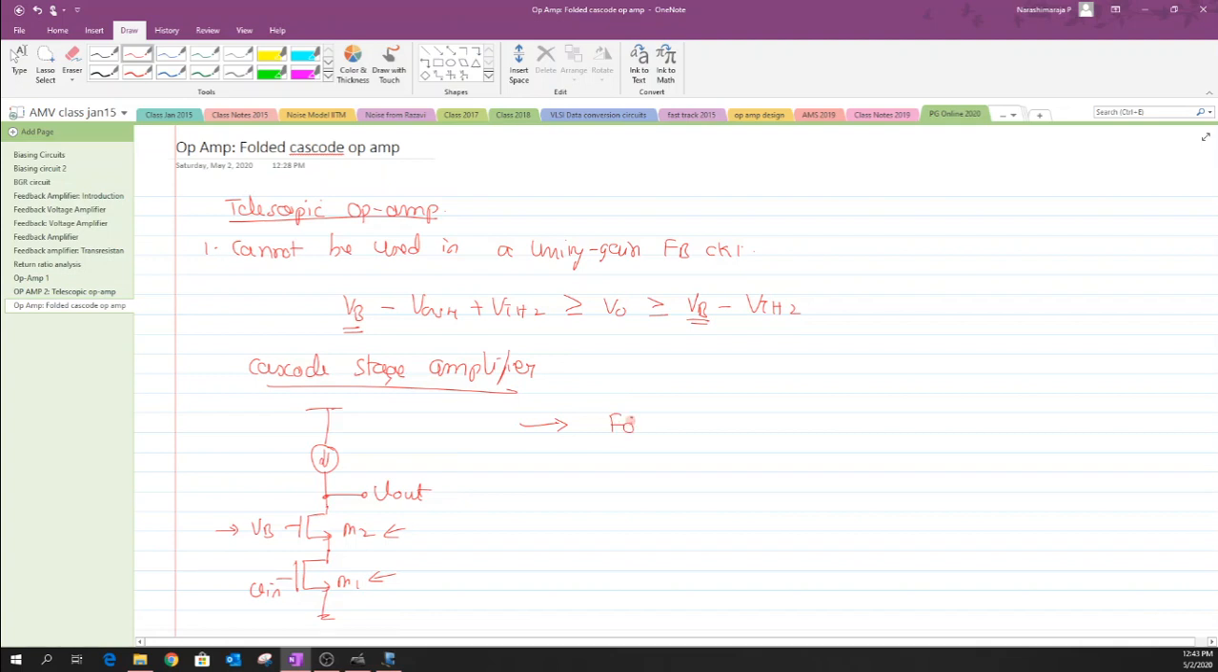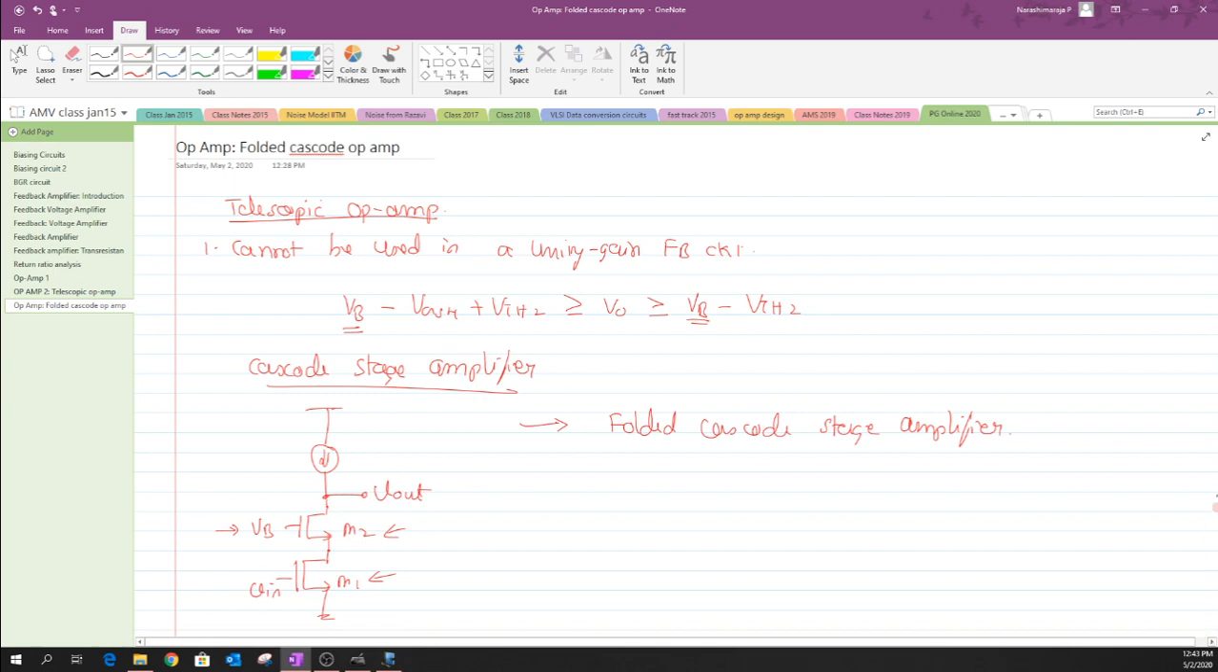But later on we found a different configuration which tries to rectify this issue, which is known as the folded cascode stage amplifier. In this configuration what we did is change the nature of one of the transistors, which means that if M1 is built using an NMOS device, then M2 has to be built using a PMOS device. So M1 and M2 do not have the same nature in this kind of amplifier.